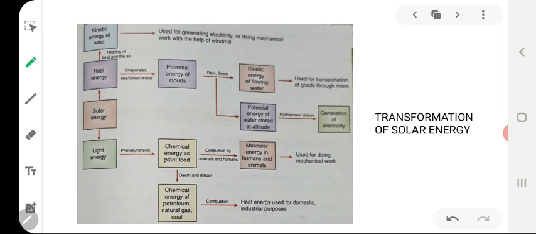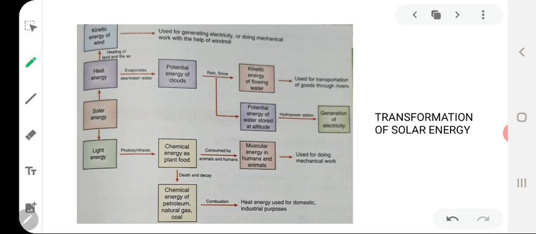From solar energy you are getting light energy that is utilized by plants for photosynthesis, and that gets stored in the body when food is prepared, so it is in the form of chemical energy. From plants we are getting petroleum, natural gas, coal, the chemical energy which is stored in the bodies of animals and plants, that results in the formation of fossil fuels over a period of millions of years. Eventually these fuels are being utilized for generation of heat energy that is used for domestic and industrial purposes. The food that is stored in the body of plants is consumed by human beings and animals, which results in muscular energy in humans and animals that is used for doing mechanical work.